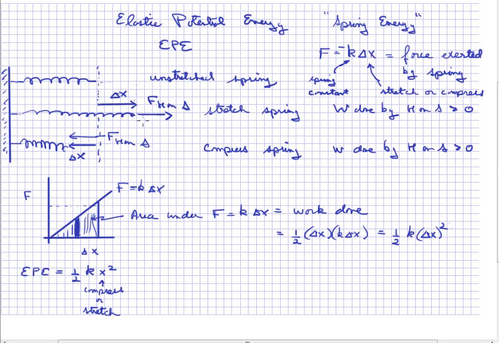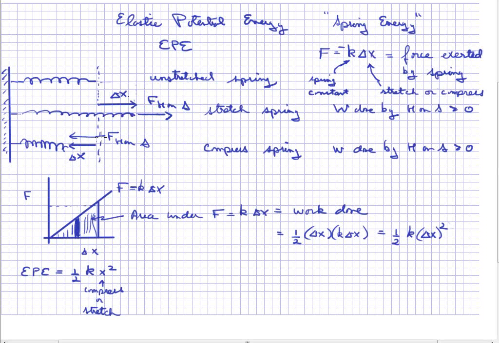And so the work done by my hand on the spring is going to be bigger than 0, since both of these vectors, delta x and F of h on s, are parallel to each other.